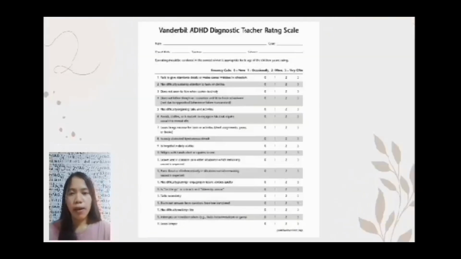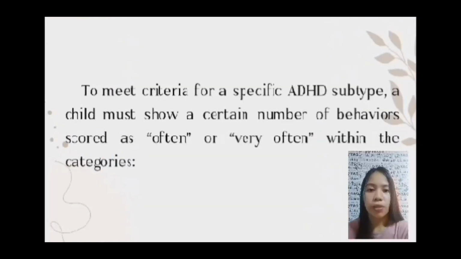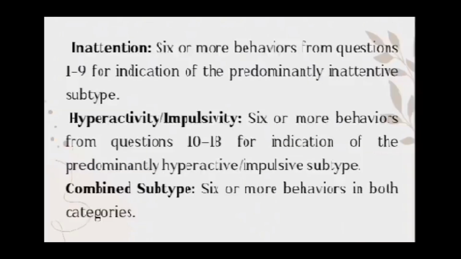So let's go back sa Vanderbilt. So how does this Vanderbilt work? So teachers will observe and rate a child's behaviors in the classroom setting. So the behaviors are grouped into categories reflecting different subtypes of ADHD. Behaviors are rated based on how often they occur: never, occasionally, often, and very often. So to meet a specific ADHD subtype, a child must show a certain number of behaviors scored as often or very often within the categories.